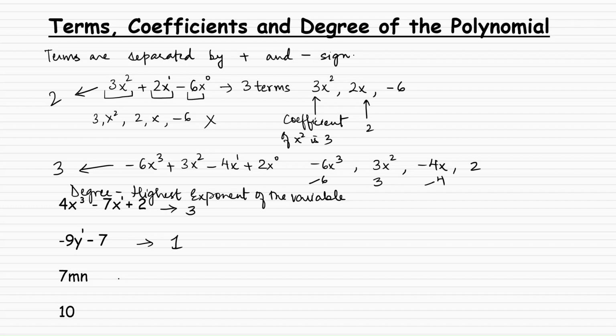7mn. Two variables. m has the exponent 1, n has the exponent 1. So the degree is 1 plus 1, 2. So when we have two different variables, we add the exponents to get the degree. 10. 10 can be written as this. So the degree of this constant polynomial is 0.